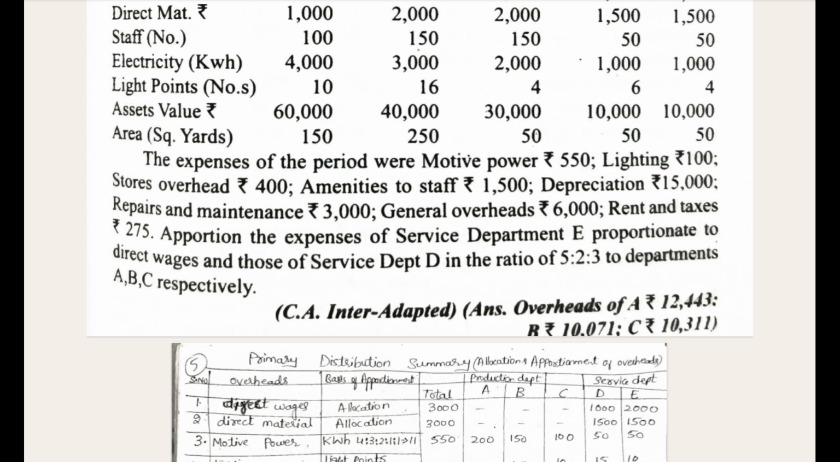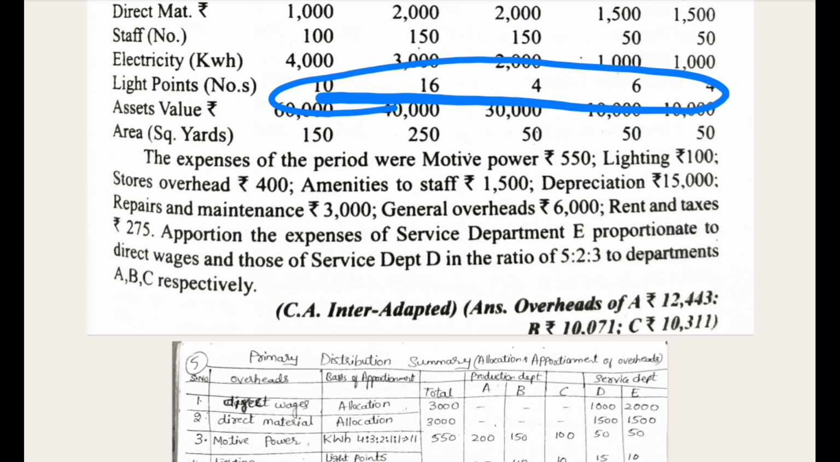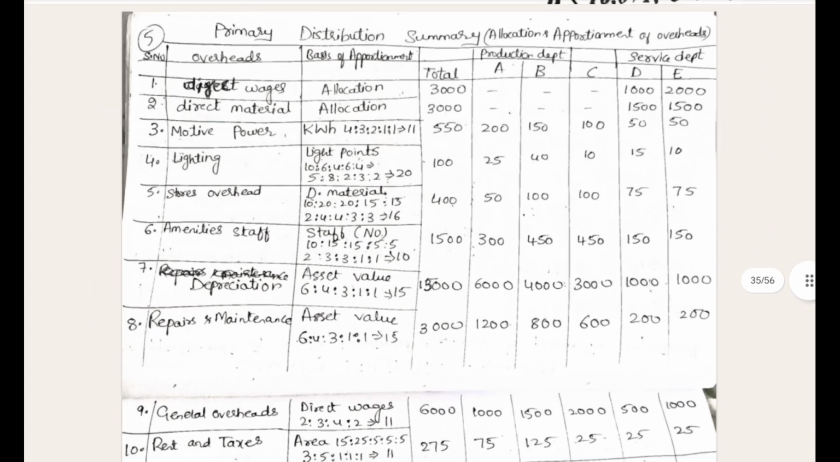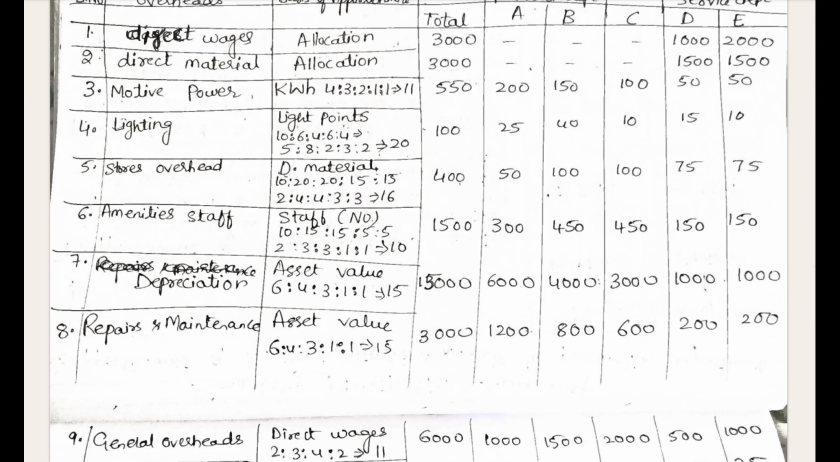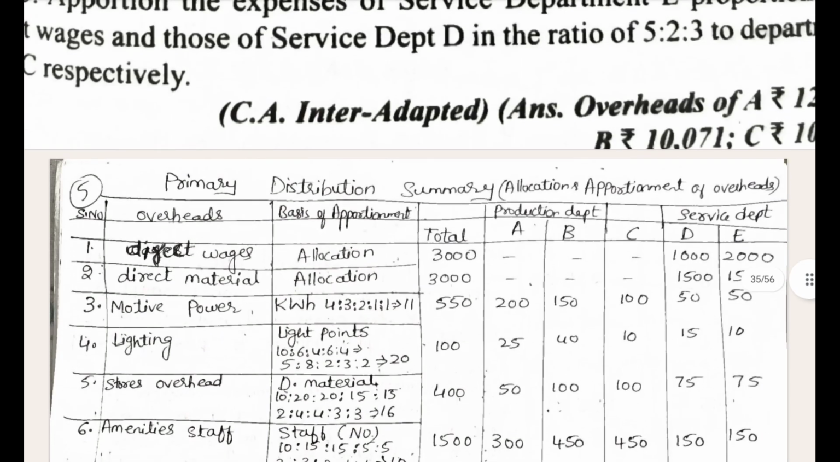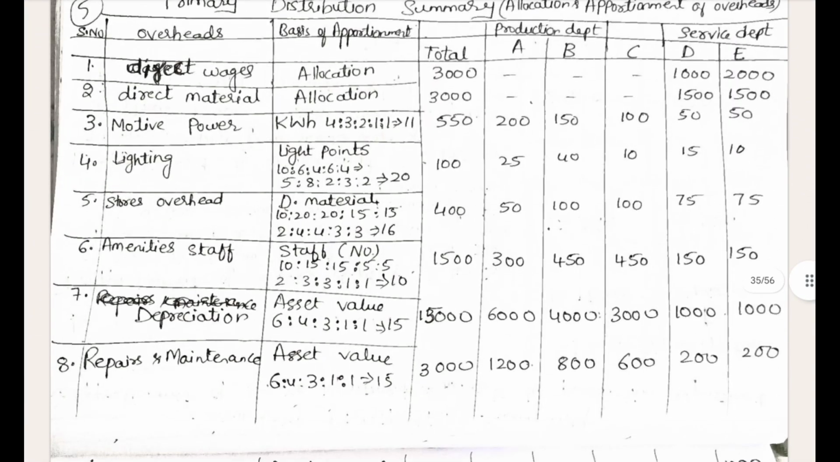So for lighting, when light points are given to us, this 100 rupees we have to distribute in this ratio: 10, 16, 4, 6, 4. It's clear? How do we distribute? See here, light points, if you know simplification, just simplify. 2 fives are 10, 2 eights are 16, 2 twos are 4, 2 threes are 6, 2 twos are 4. I wrote 6 by mistake, it is actually 16, so make a correction here. So we get 5:8:2:3:2. The total is 20.